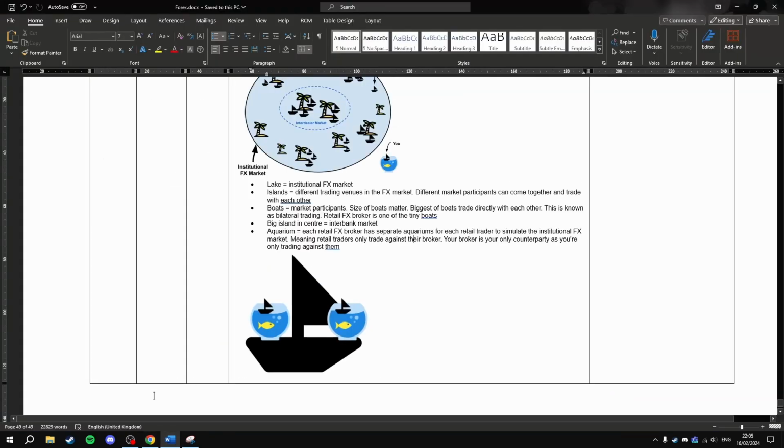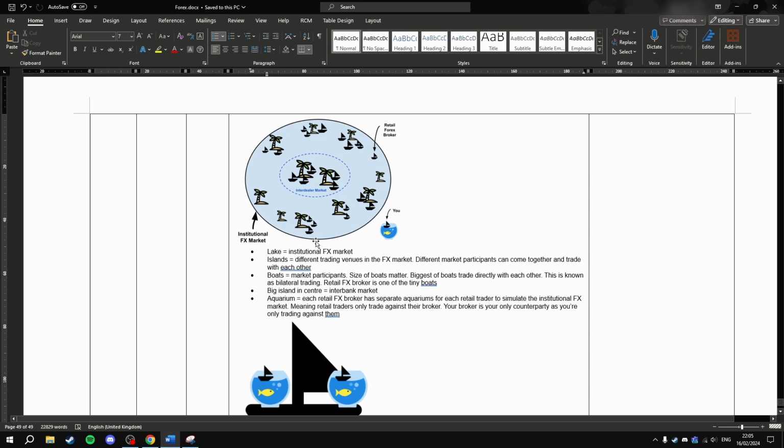Okay, I think that makes sense. The lake is the institutional FX market, islands are different trading venues in the FX market. Different market participants can come together and trade with each other. Boats equals market participants. Size of boats matter. The biggest of the boats trade directly with each other. This is known as bilateral trading. Retail FX brokers are one of the tiny boats. The big island in the center equals the interbank market. Only the biggest of boats trade there.